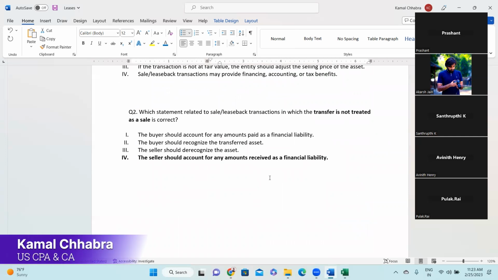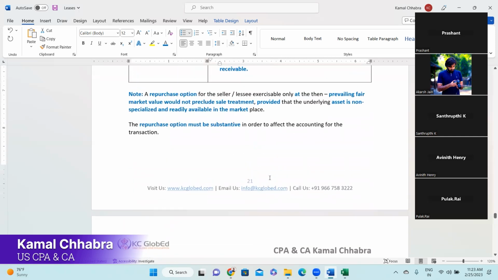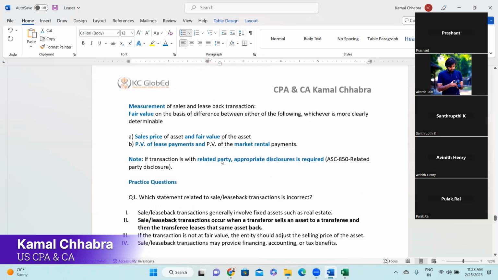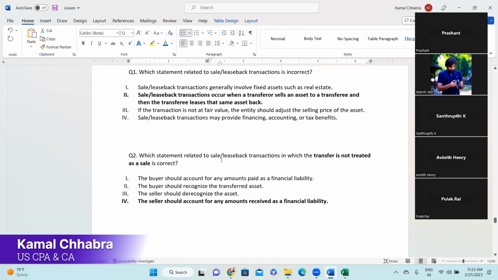Third is the seller should account for any amount received as a financial liability. So the seller should recognize any amount received as a financial liability. Correct. So this is correct. Sir, that is also the second point; our understanding was wrong there, because it should say should not recognize. Yes sir. Right. So these three statements are incorrect. Only this statement is correct.